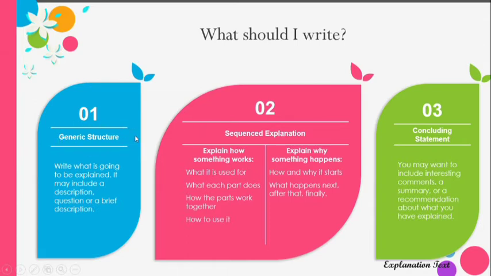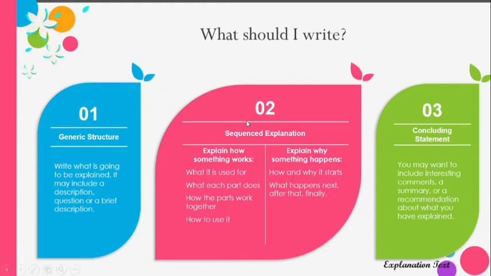The first generic structure, like we have learned before, is the general statement or introduction. This is the part where you write what is going to be explained. It may include a description, question, or brief description that introduces the topic.